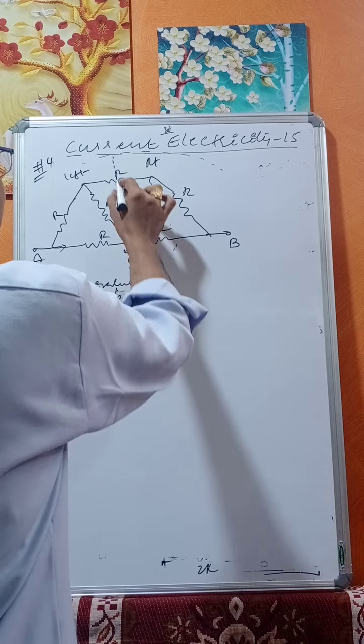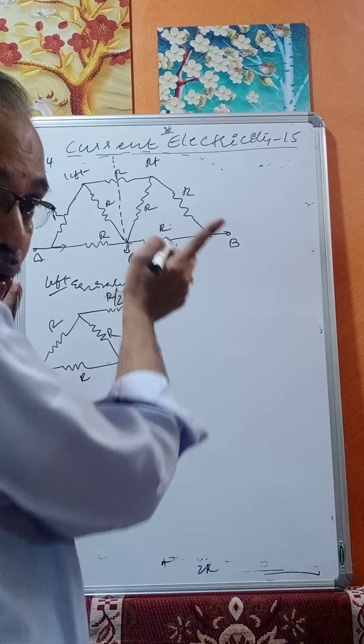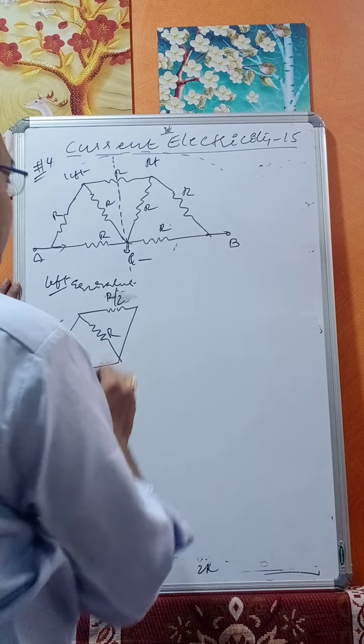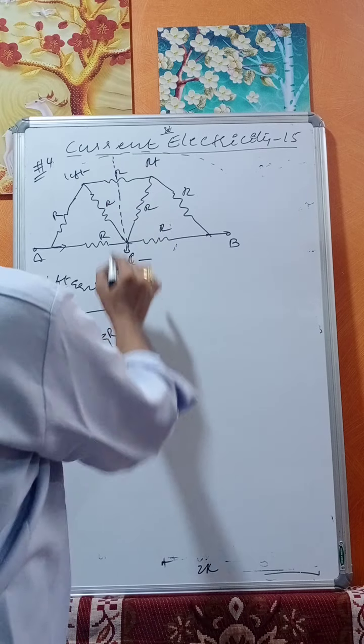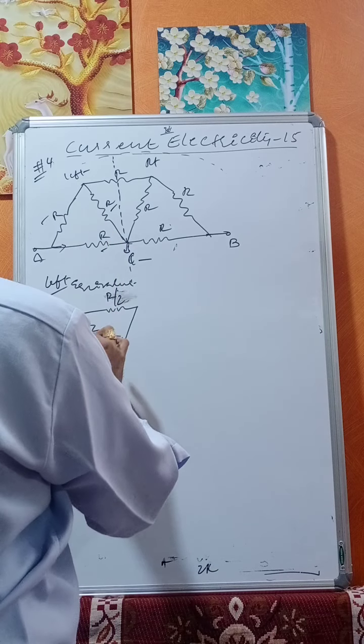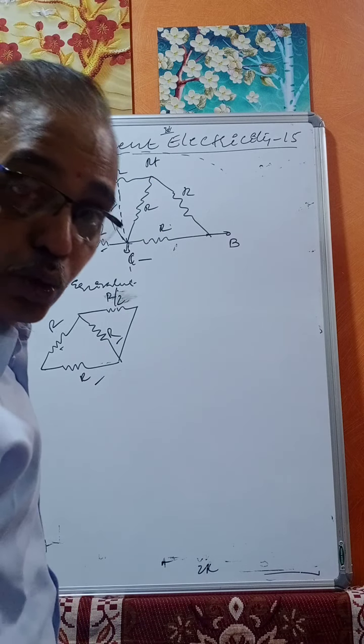Mirror. This part was divided. We have divided this one. This is R by 2, this is R by 2. Join this one because it's the mirror part. So this R, this R, this R is this R. This is divided, so this is R by 2.